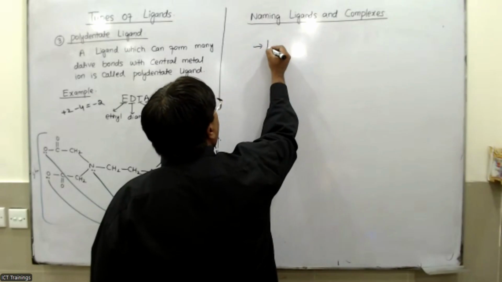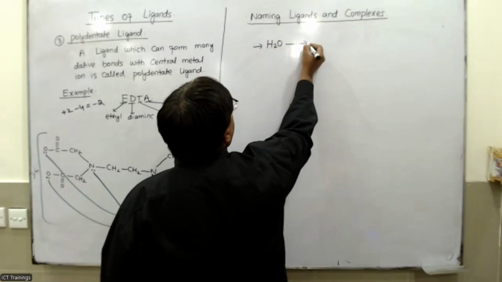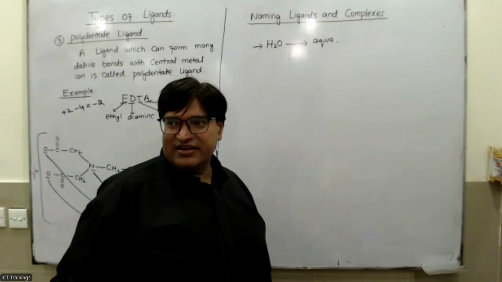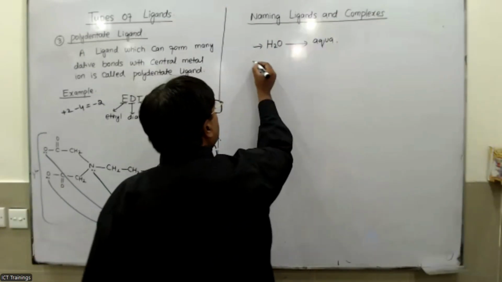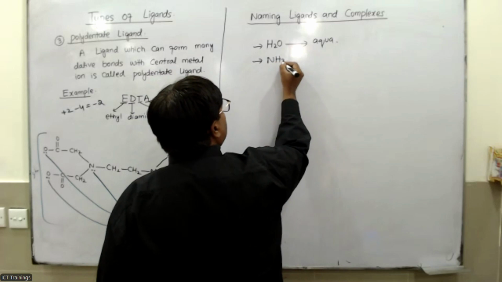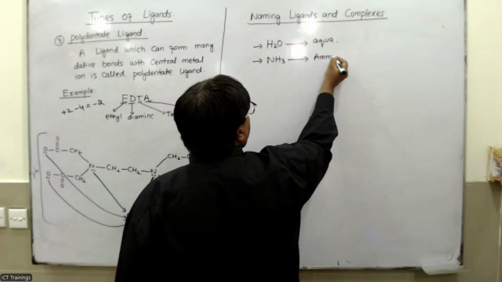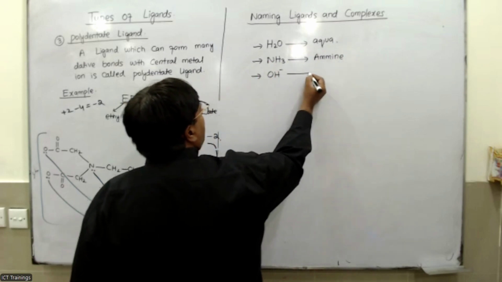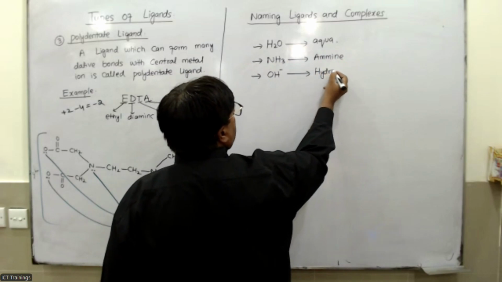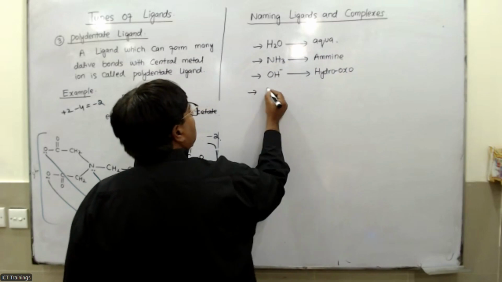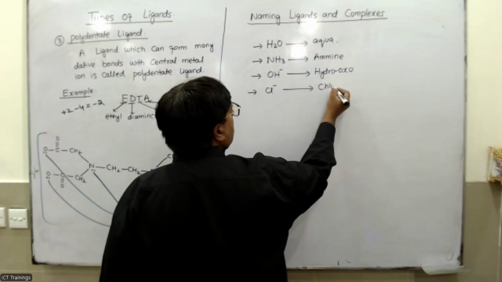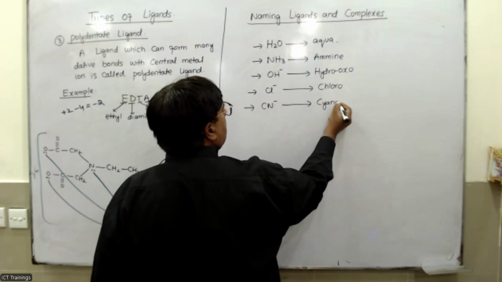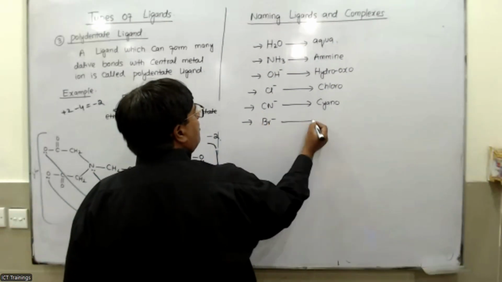First of all, my dear, water, H2O, is called aqua. When you want to write down the name for the ligand, its name is aqua. The NH3 is called amine. It's not ammonia, it's amine. Then OH minus is hydroxo. Oxy is oxo. Then Cl minus is chloro. Then CN minus is called cyano. And then Br minus is called bromo.